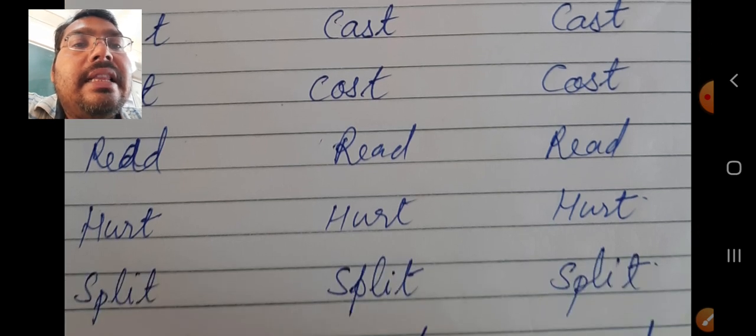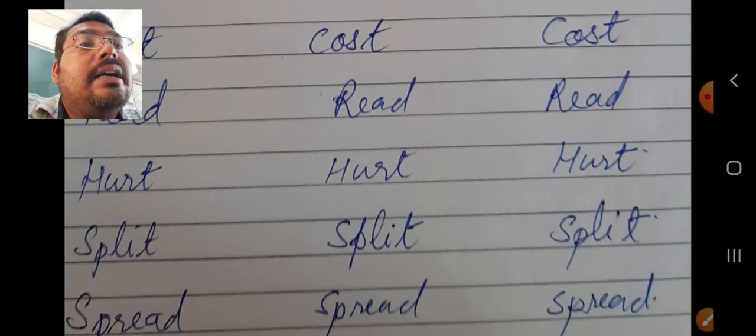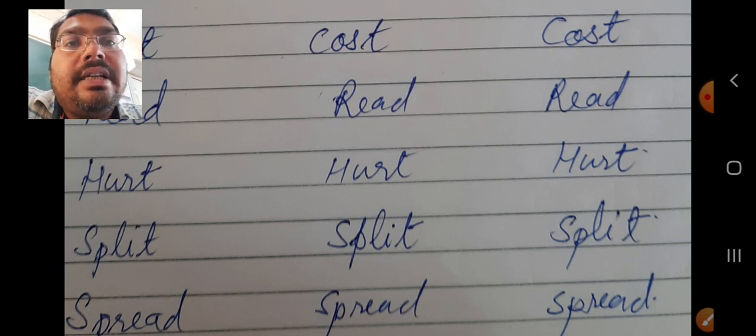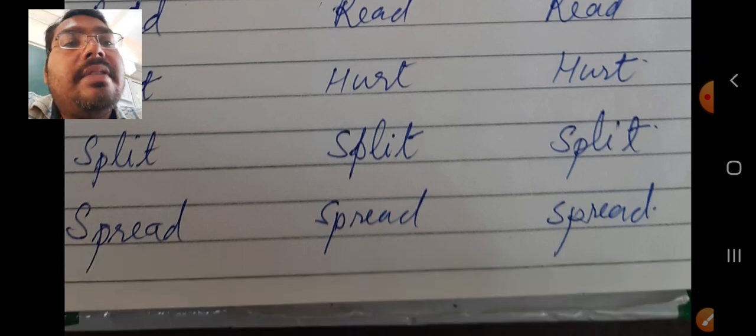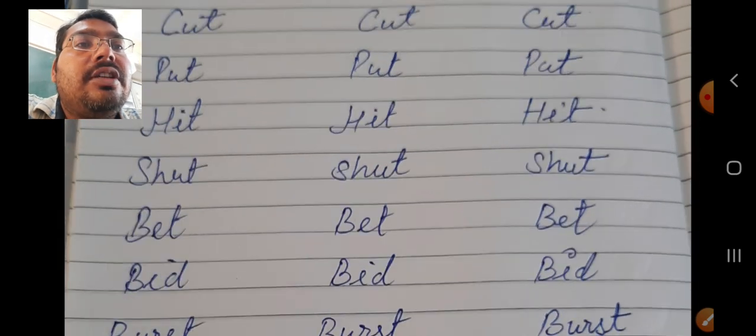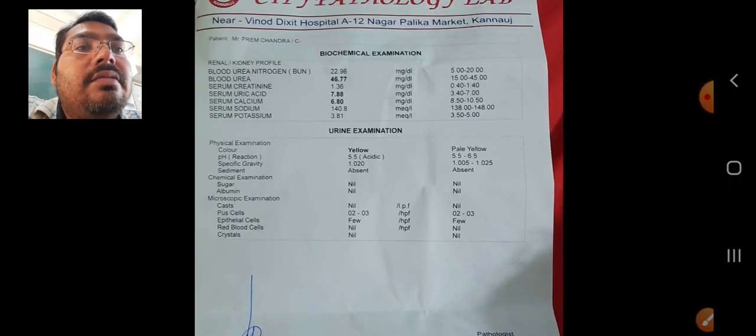Is that clear? And in the same way, hurt. If you hit somebody and it caused some harm to him, then he or she has got hurt. Like split, to divide something. Split. And spread. Spread is another verb that has all three forms the same. So these are the verbs. You can note them down by taking screenshots.